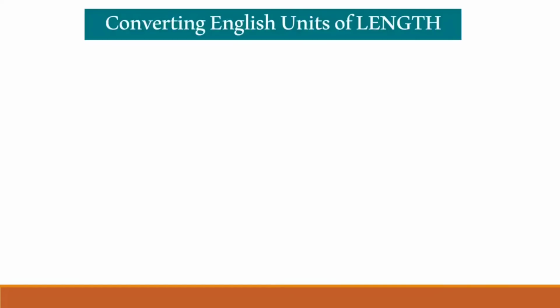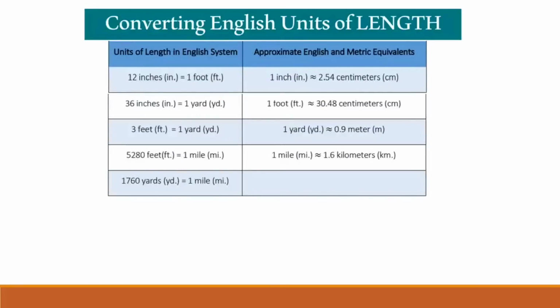Let's start with converting English units of length. So you should be familiar with the following conversions. In the first column, we have the exact conversions of English measures. And for the second column, we have the approximate conversion from English to metric or metric to English measurements. Some of the common conversions that we use: 1 foot is equal to 12 inches. We also have 36 inches is equal to 1 yard. 3 feet is equal to 1 yard, and so on.